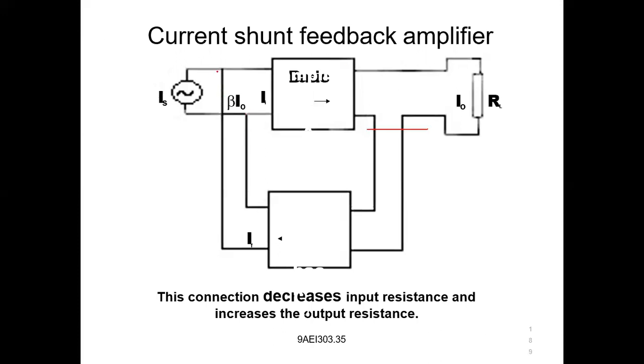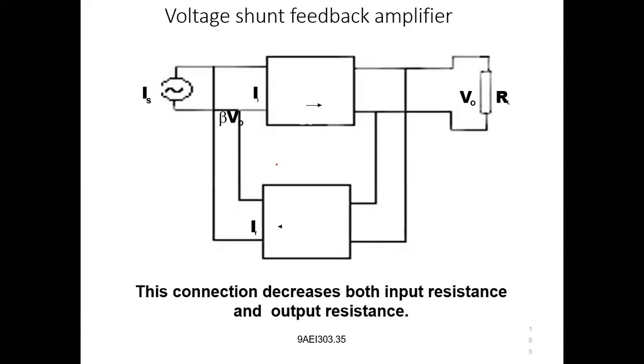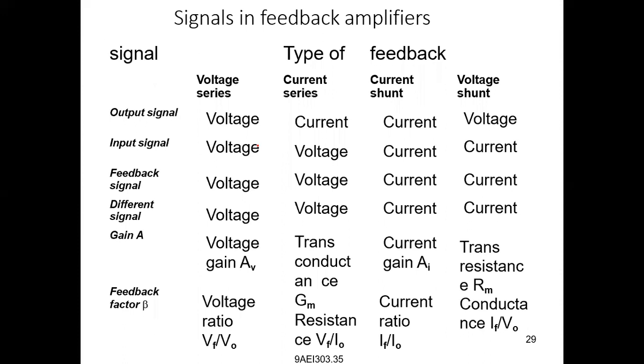Then current shunt feedback. This is the voltage shunt, where we take a voltage and give it as a shunt connection. So these are the different feedback models.